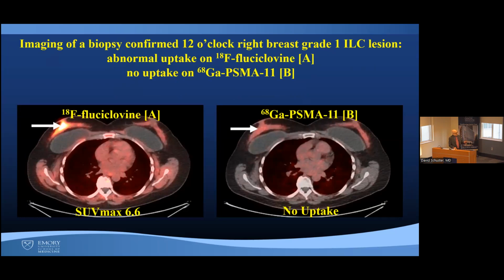And as we look at the primaries, one of the things we saw with PSMA is that it seemed to light up normal breast tissue. So it was just harder to see anything in that background. So with fluciclovine, you're able to pick out the primary ILC lesion, which was grade 1, but there was no uptake that you could discern from background with PSMA.